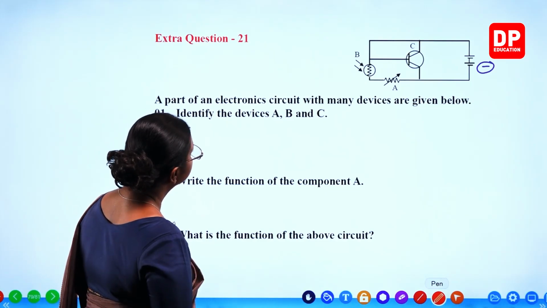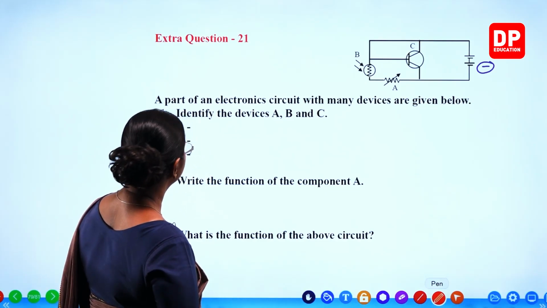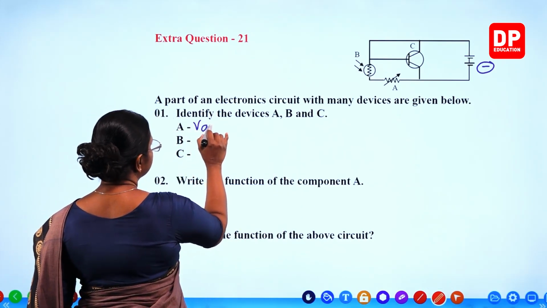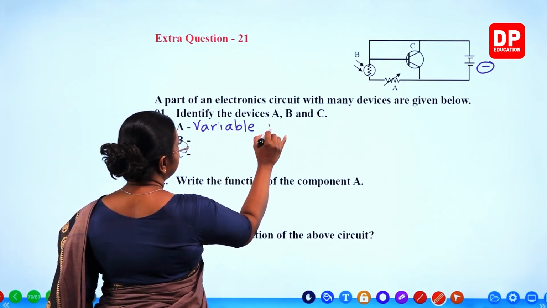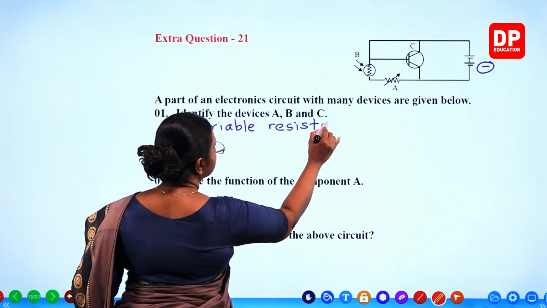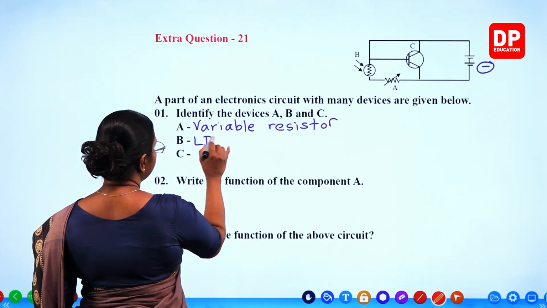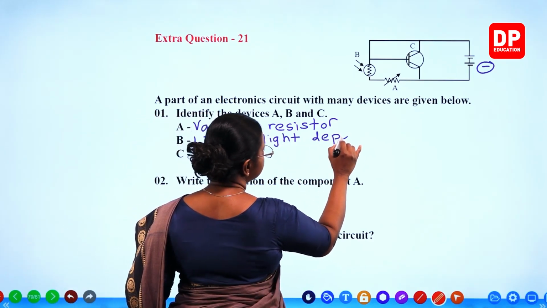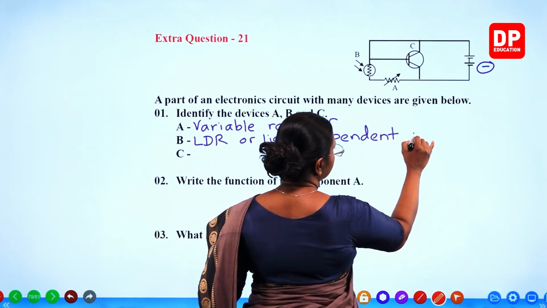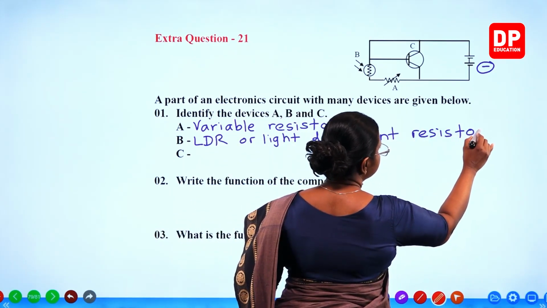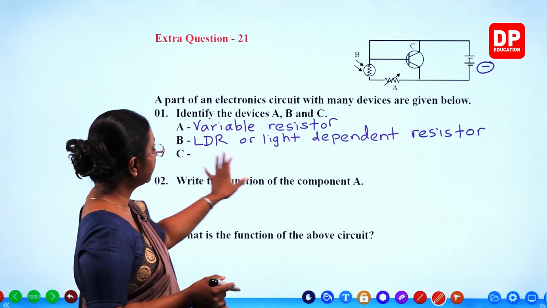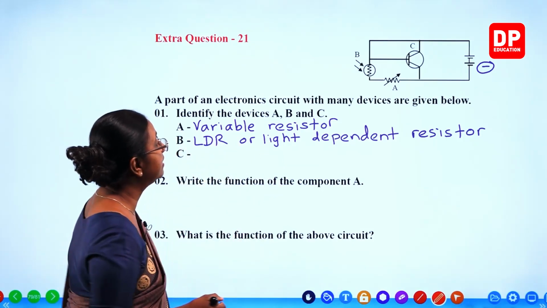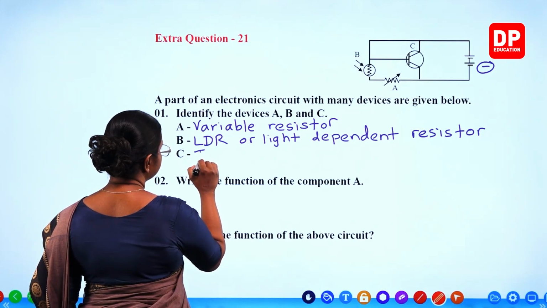So then, if we answer the questions given to us. Part of an electronics circuit with many devices is given below. First one, identify the devices A, B and C. A, variable resistor, B, LDR, or you can say light dependent resistor. So again students, you don't have to write both the names. I am writing both. For that you can recall all the names. You can either say LDR or light dependent resistor. Then C is a transistor.